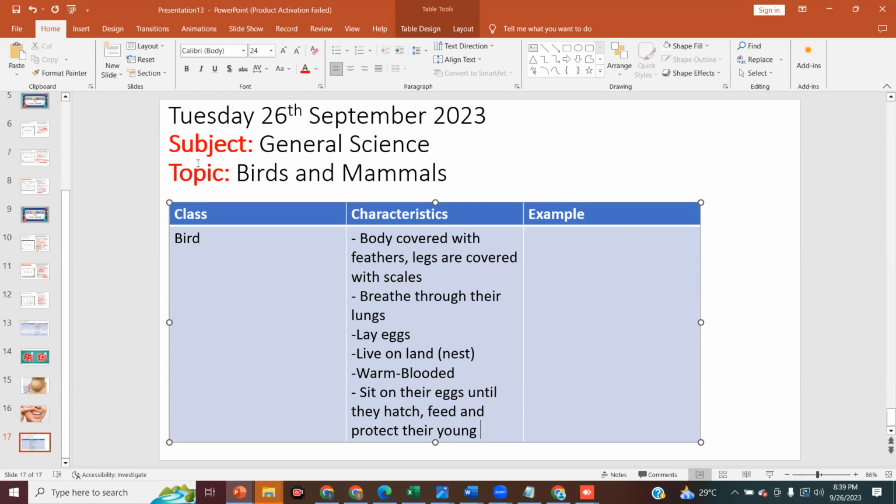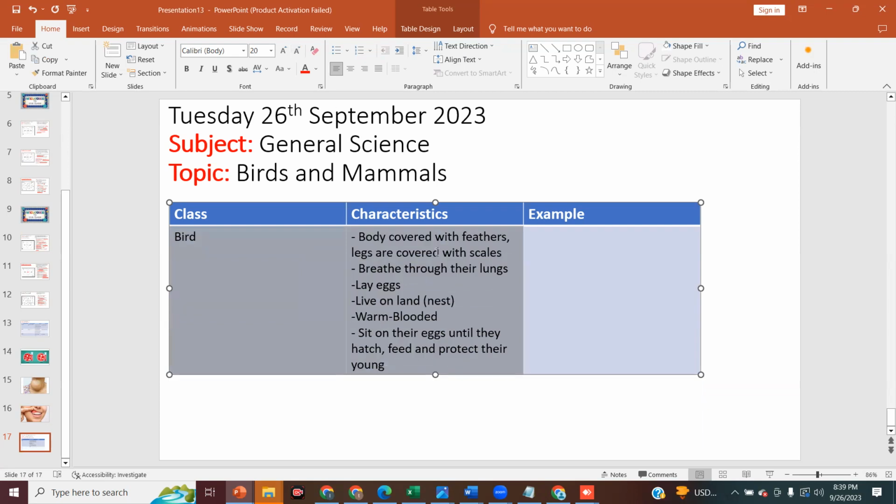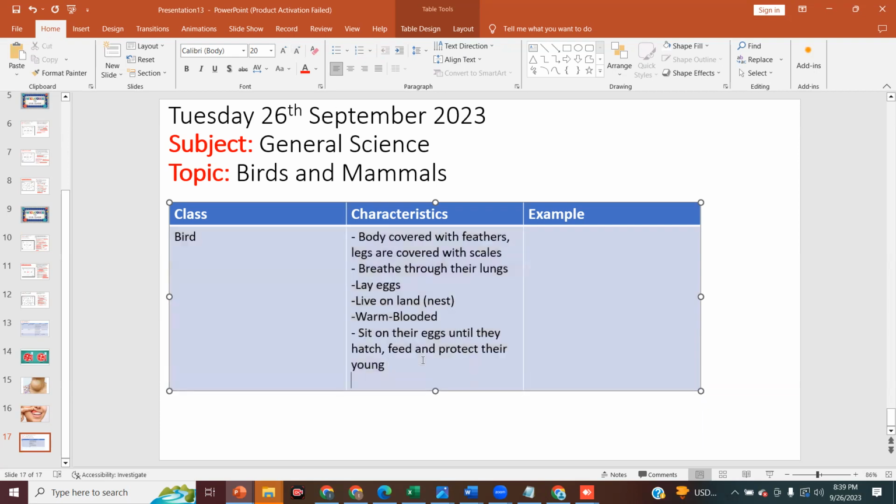Something that birds have that we don't have is what? This enables them to fly. Wings. Very good. So they have wings and light, hollow bones.